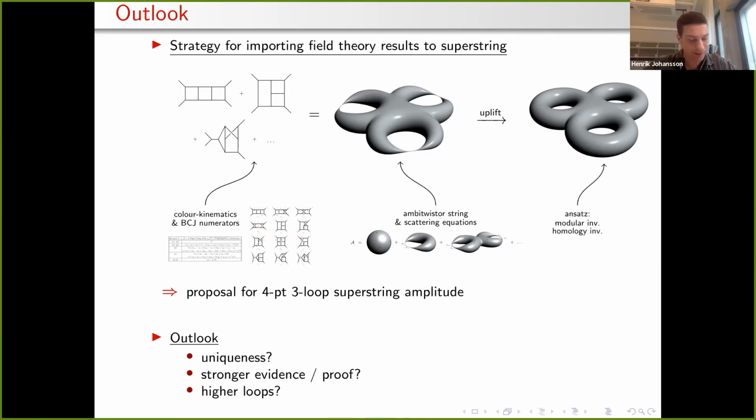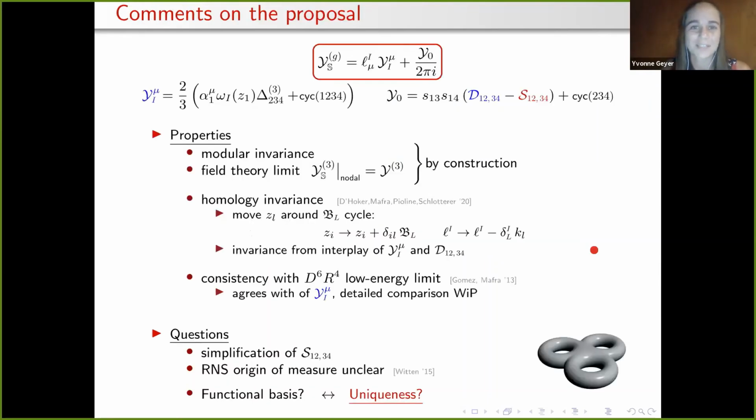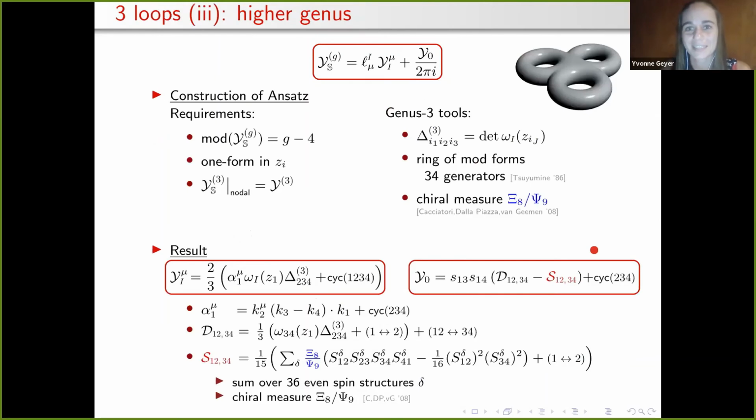How hard is it to come up with a functional basis? Hard. So maybe just to highlight this, there is already this ring of modular forms, with the 34 generators. I don't know how Selina wrote these down. Even just calculating them in the nodal limit for us is hard. There are millions of terms in each of these. This is not a simple thing, and these are the modular forms.